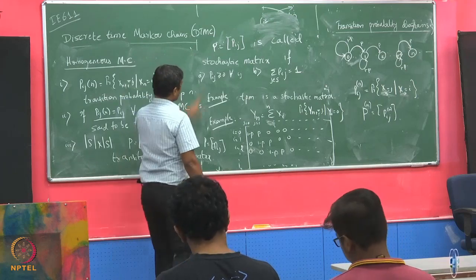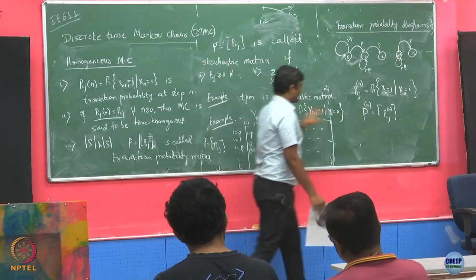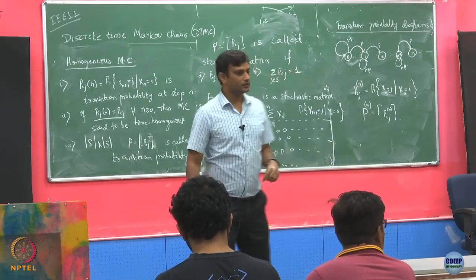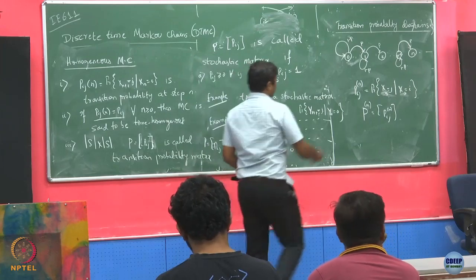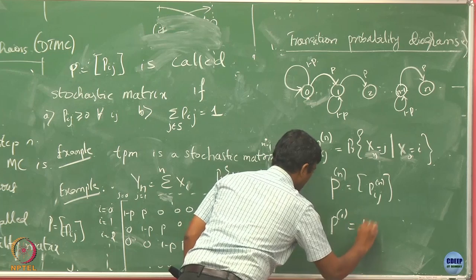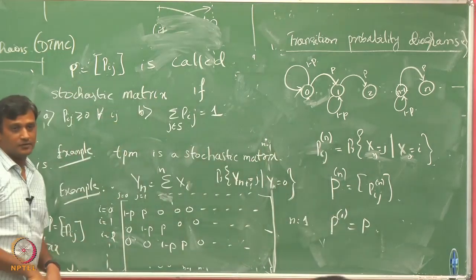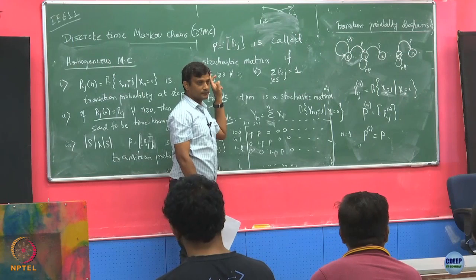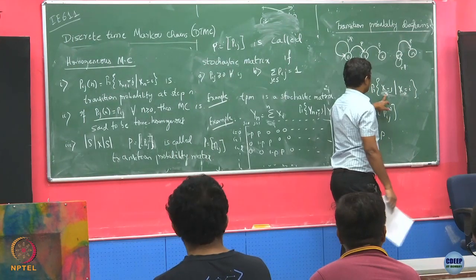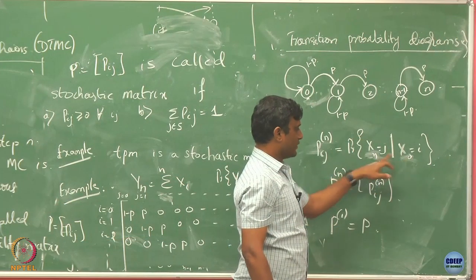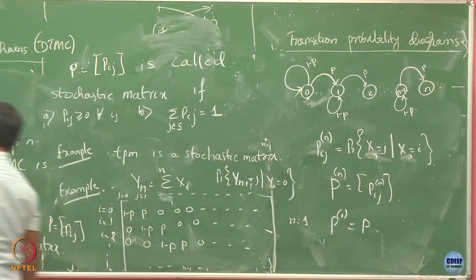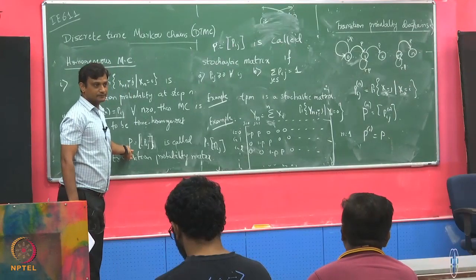Now let us try to understand what is the relation between this P matrix and this P superscript n. Let us take n equals 1. I am saying P(1) is going to be this P. Is this true? For n equals 1, I am just asking for a one step jump here, and in that case it will fall back to this definition of P.